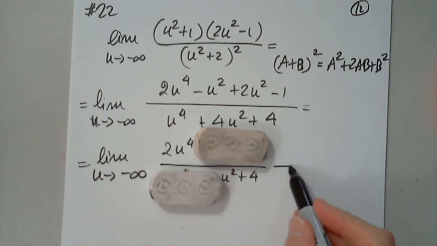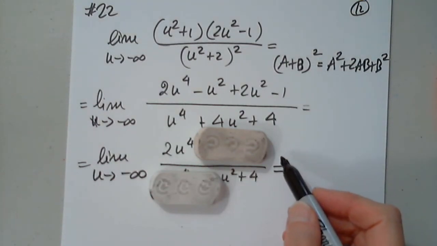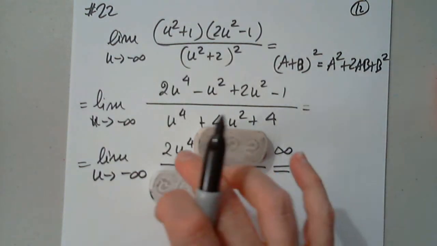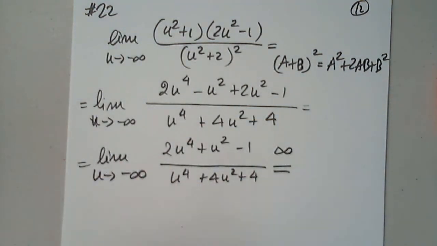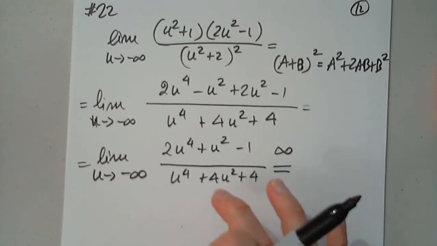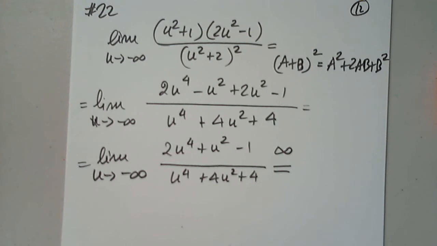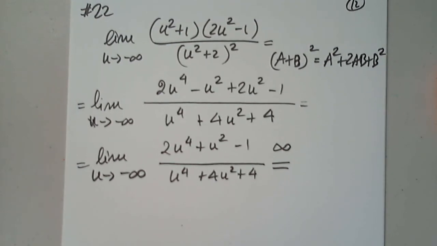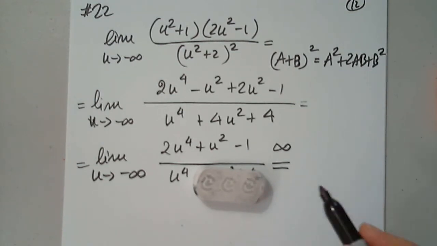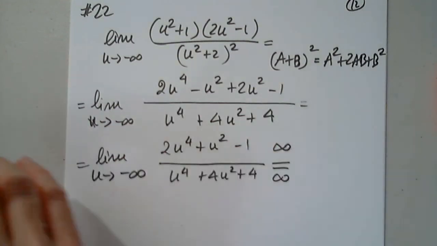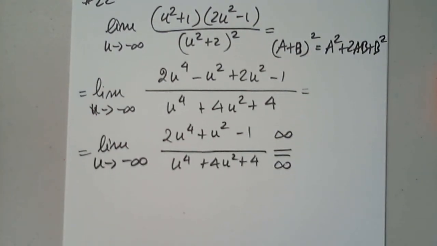So when u approaches negative infinity, where is this going? Positive what? Infinity. Excellent. So we repeat the same procedure for the denominator. When u approaches infinity or negative infinity, doesn't matter, which of these three terms is the most powerful one? U to the 4 again. So where is this denominator going? Towards infinity.